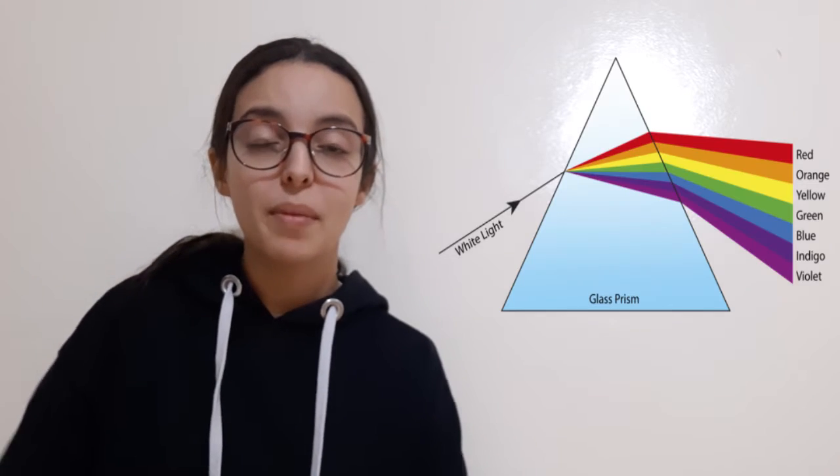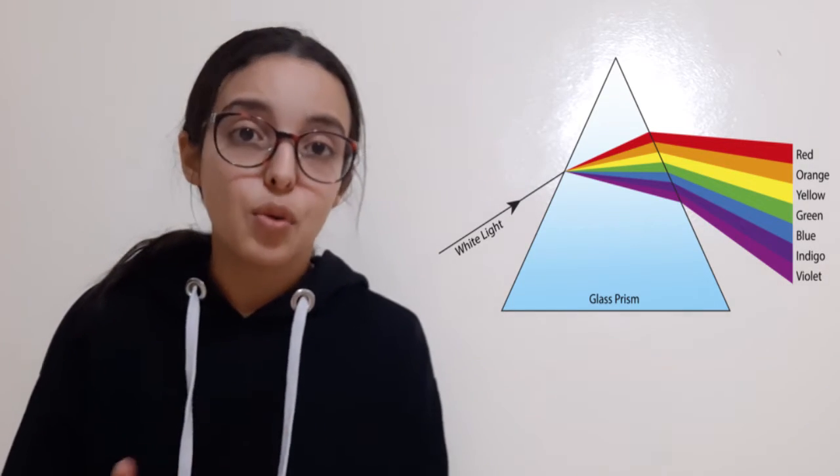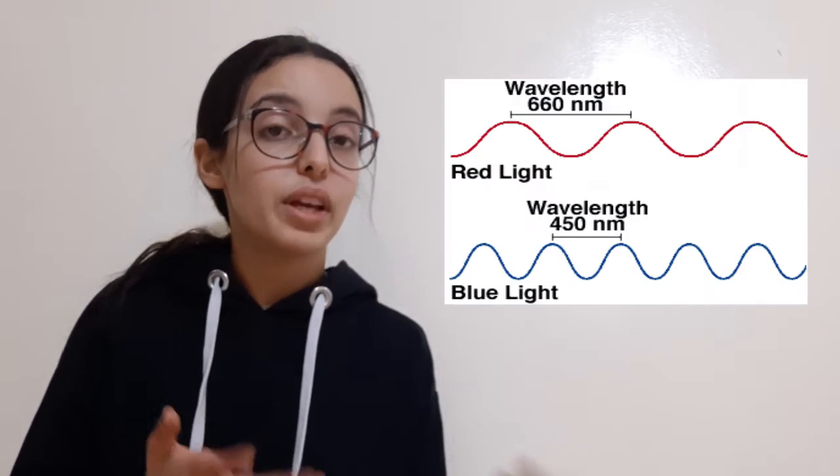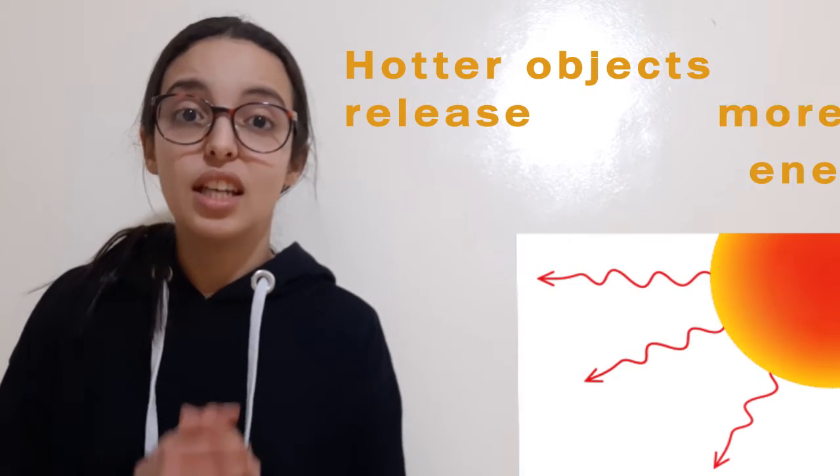If we pass white light through a prism, it will spread out into the visible spectrum, aka rainbow colors. Now, each one of these colors has a different wavelength. For example, red light has a longer wavelength than blue light. You should also keep in mind that as the object's temperature rises, the amount of energy radiated increases.